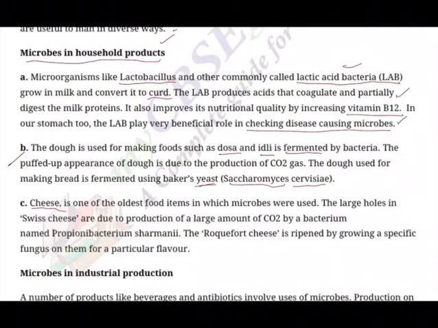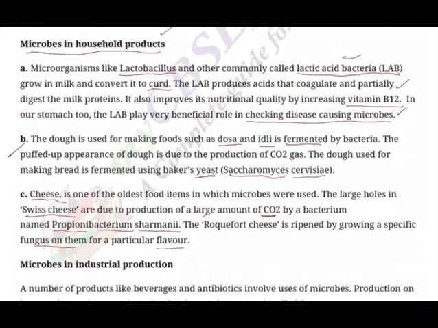The large holes in Swiss cheese, Swiss is very famous for quality, are due to production of a large amount of CO2 by a bacterium named, now you must remember this, Propionibacterium shermanii. The Roquefort cheese is ripened by growing a specific fungus on them for a particular flavor. So again, in the preparation of cheese, bacteria are involved.